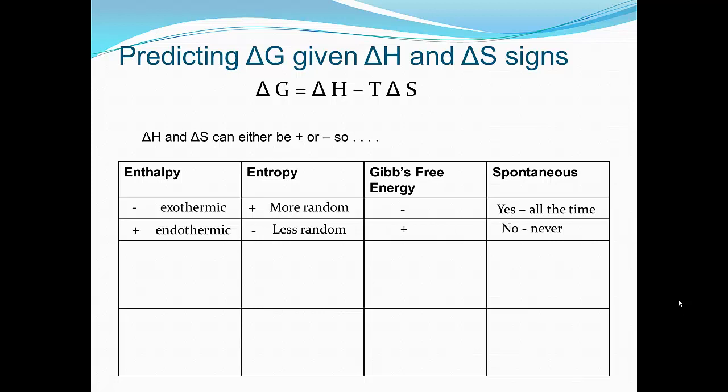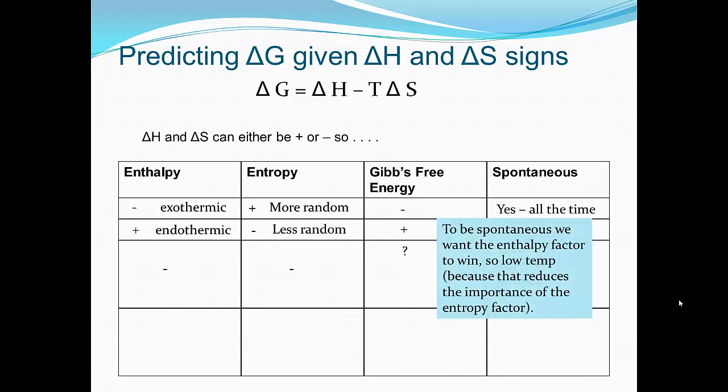Now the last 2 options are the tricky ones. So let's say that your delta H is negative. That means it's exothermic, favoring it being spontaneous. But your delta S is also negative. That means it's favoring it being not spontaneous. Here, you don't know. There's no way to predict unless you know the actual values. So this is spontaneous sometimes, and it depends on the temperature. So let's think about what that means.